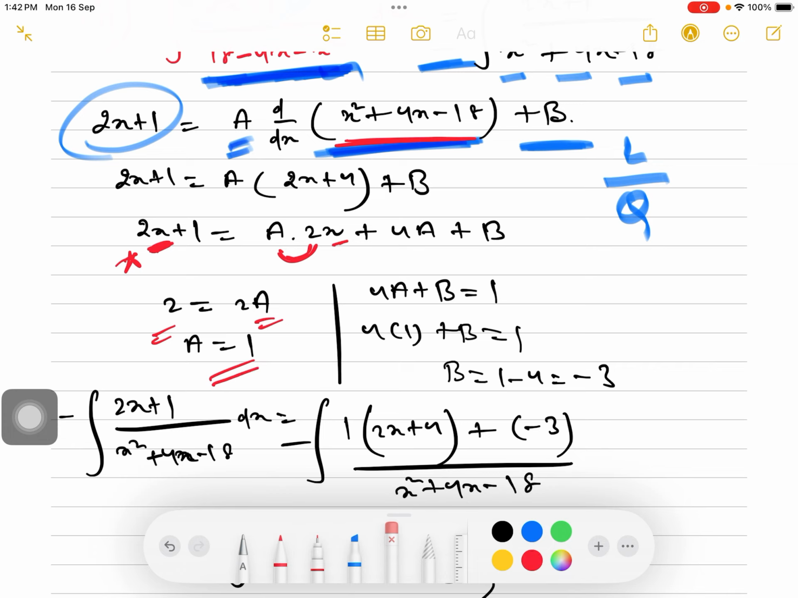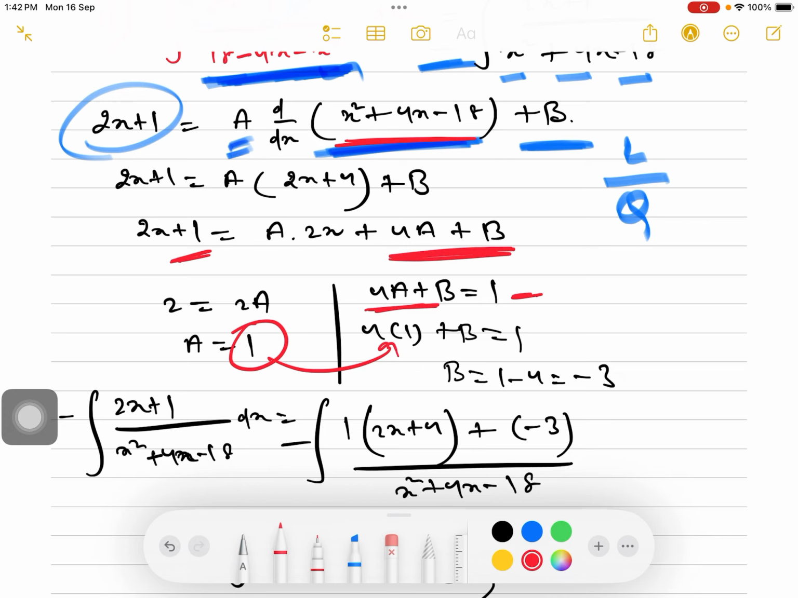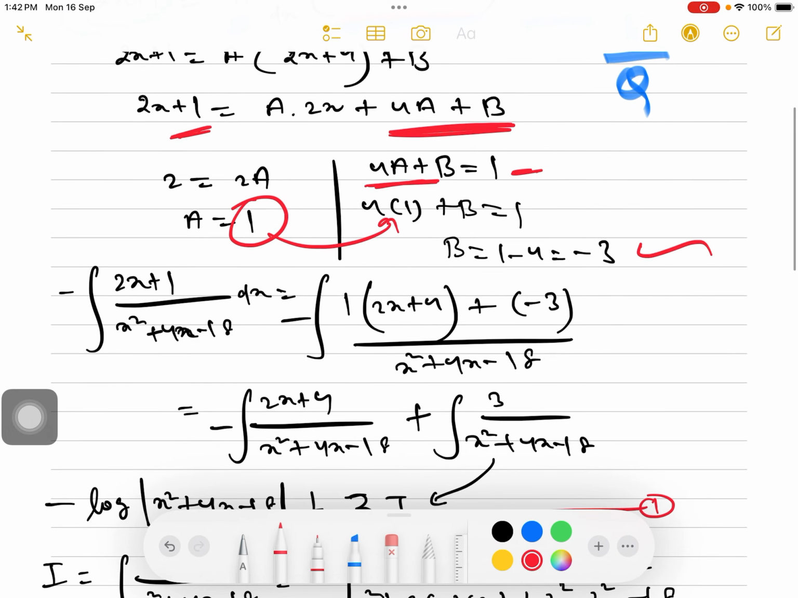Now if you compare the constant terms, meaning the terms which do not have any x variable: here 4a + b is our constant term, and on the left the constant term is 1. So comparing LHS with RHS, 4a + b = 1. Now the value of a we have got, we can substitute here. So 4 into 1 + b = 1, so b will be 1 - 4, which is -3. So we have now got the a and b values.